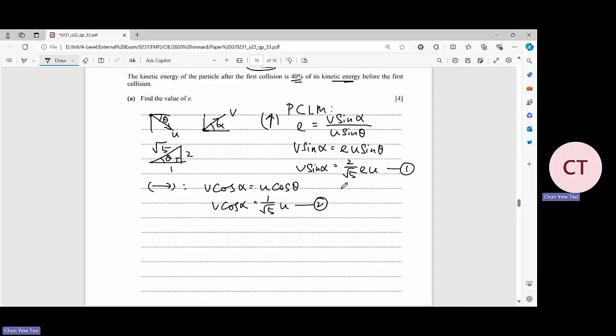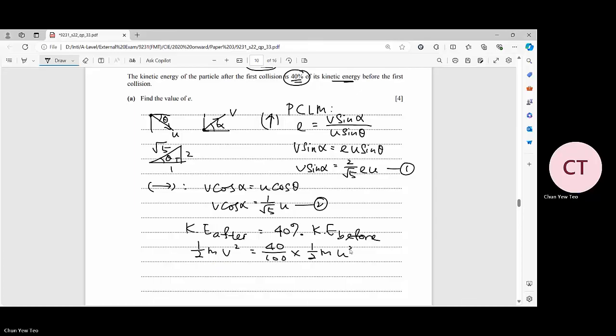Okay. So now we make use of the last statement here. The KE after the first collision is 40% of its KE before the first collision. So we just say that the KE after is only 40% of the KE before collision. So the formula for KE is a half m v square is equal to 40% of the half m u square.